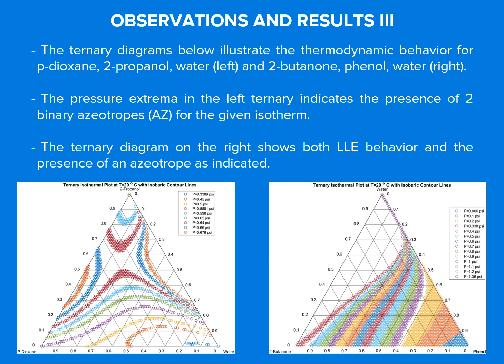Finally, we move on to the ternary diagrams of two different systems shown below. On the left-hand side, the ternary diagram has two pressure extrema, one on the left and one on the right, thus indicating the presence of two binary azeotropes in this system. On the other hand, the system on the right-hand side only has one such extrema, indicating the presence of one binary azeotrope. Furthermore, all the curves of the pressure contour seem to move away from the left-hand side. This indicates the presence of liquid-liquid equilibrium in this system.